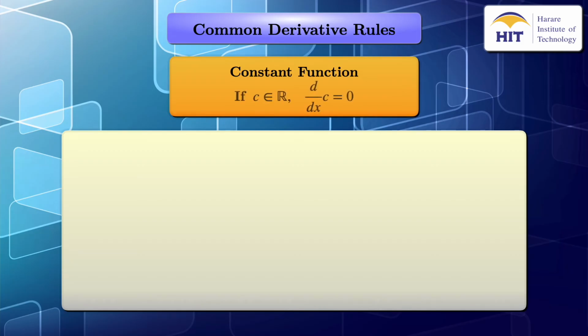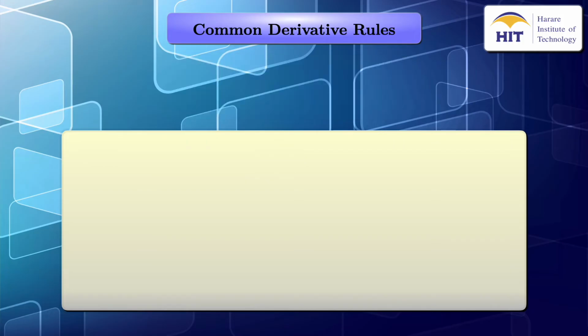I now move on to the next rule, when you are looking at a constant function. If c is a real number, then the derivative of c with respect to x is equal to 0. For example, if we have our function y is equal to 3, the 3 there is a constant. So by this rule, which says that the derivative of a constant is equal to 0, we have that the derivative of y with respect to x is equal to 0.